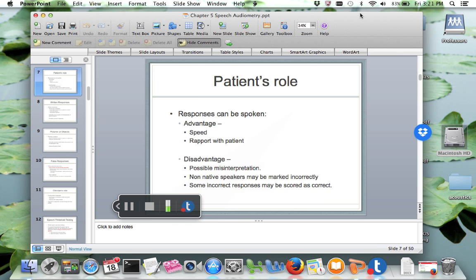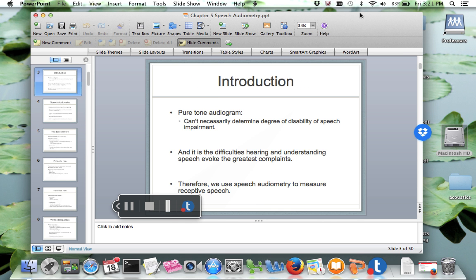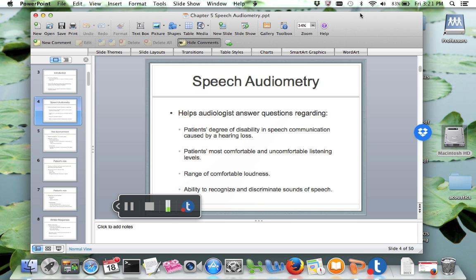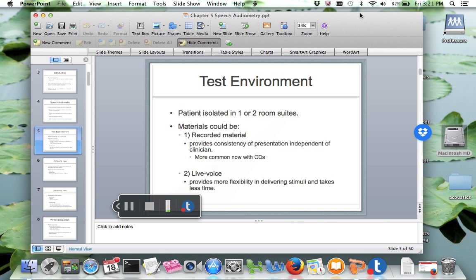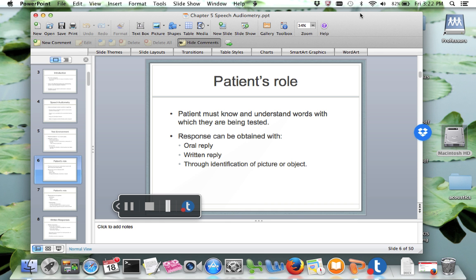Okay, so let's just review what we said so far. Remember, speech audiometry is a standard part of the audiological test battery. It happens after pure tone audiometry. We're interested in finding out a person's degree of disability in regards to receptive language. It's performed in a very similar environment as the pure tone audiometry, and the patient doesn't even move. You just push a different button on your audiometer to switch from pure tones to voice or recorded material.